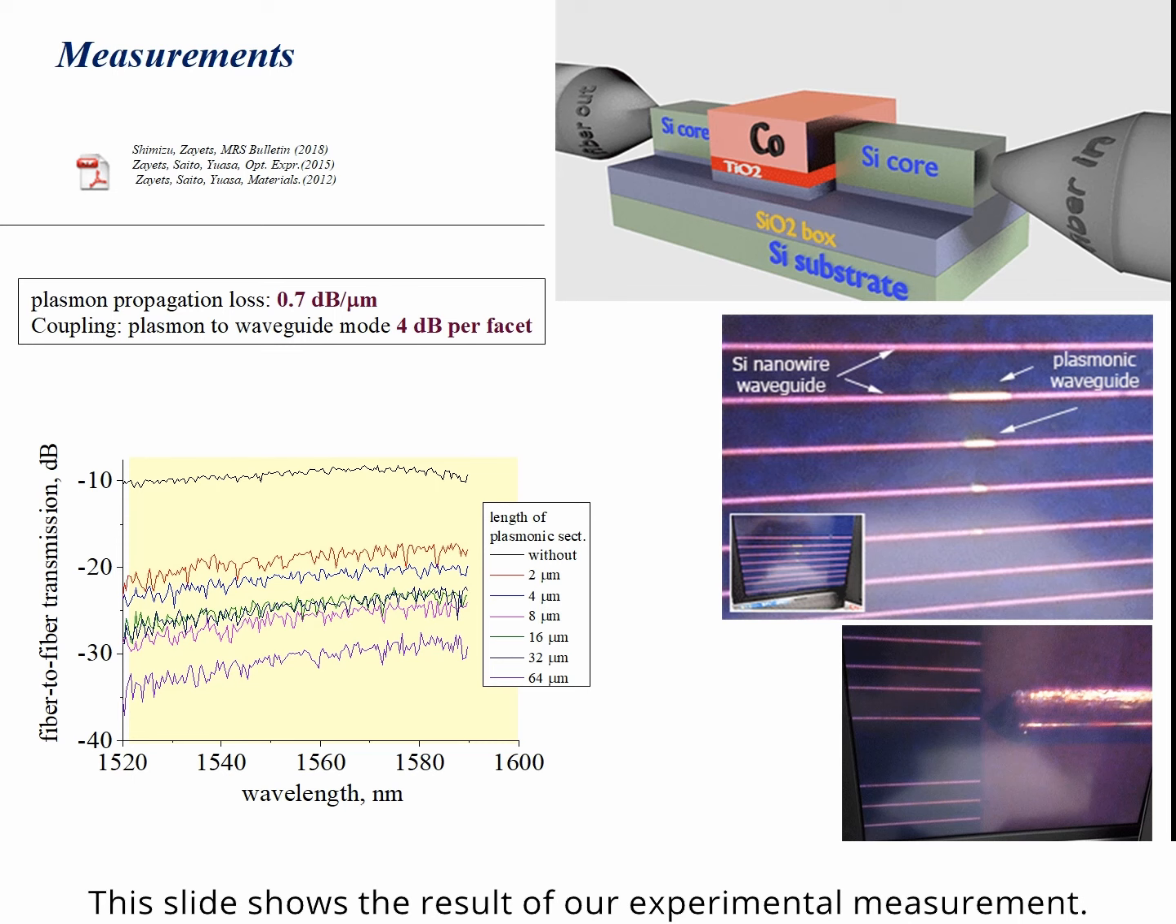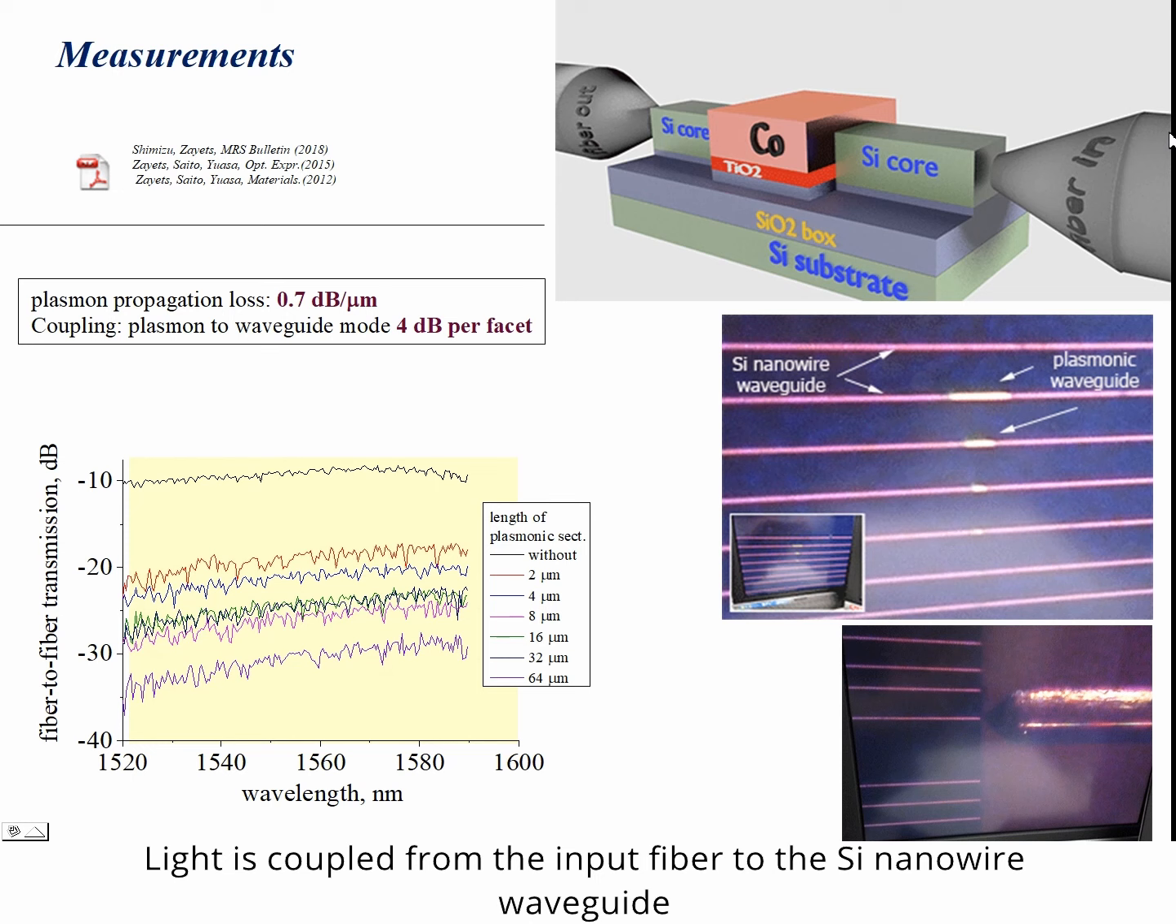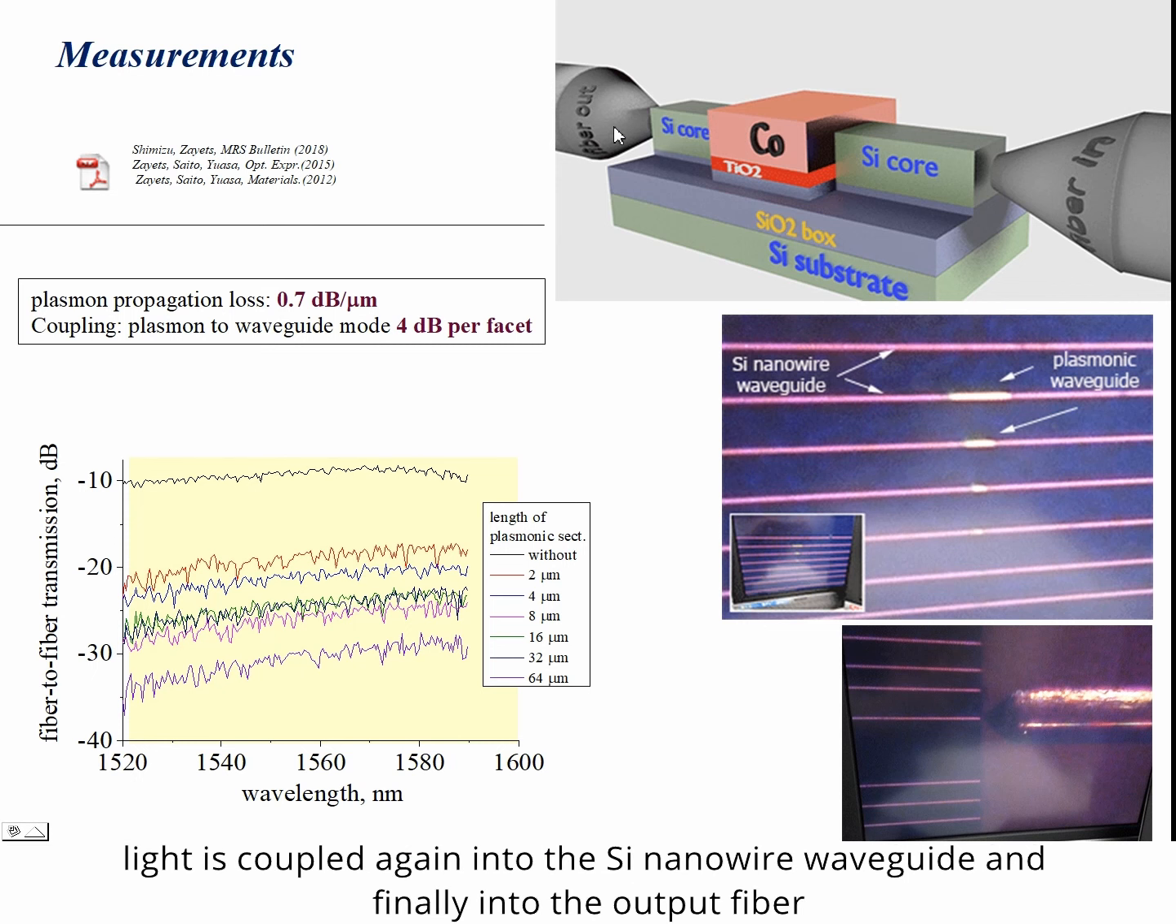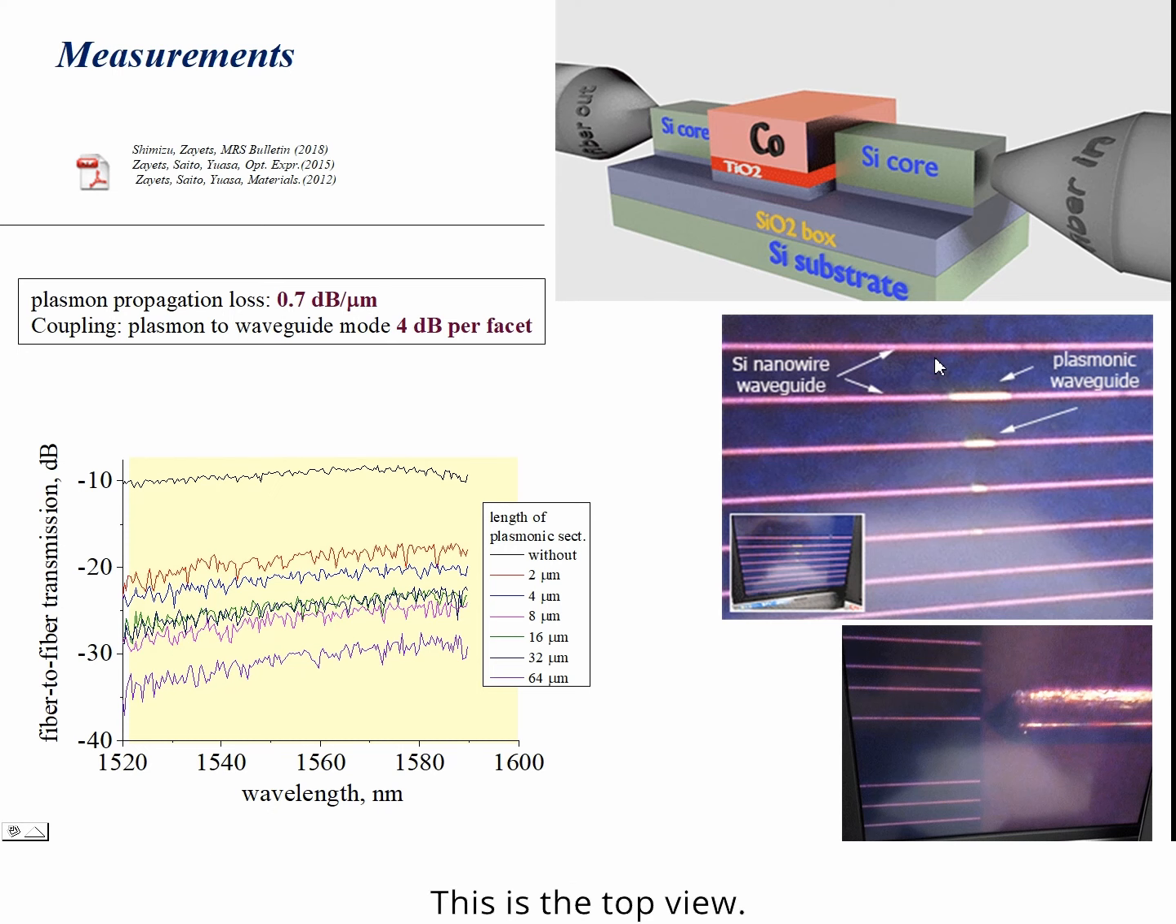This slide shows the result of our experimental measurement. This is the experimental setup. Light is coupled from the input fiber to silicon nanowire waveguides and then into the plasmonic waveguide. Passing through the plasmonic waveguide, light is coupled again into the silicon nanowire waveguide and finally into the output fiber. This is the top view, this is the silicon waveguide, this is the plasmonic section.